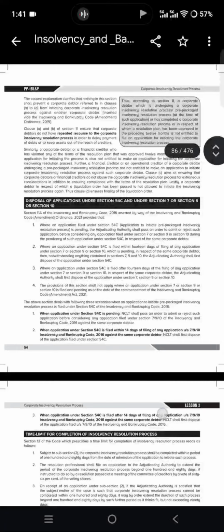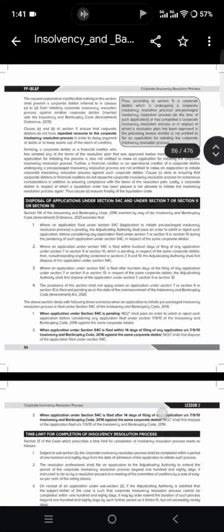Clause C aims at ensuring that corporate debtor or FC do not abuse the CIRP for extraneous consideration, in addition to ensuring compliance with the terms. Lastly, a corporate debtor in respect of which a liquidation order has been passed is not allowed to initiate, to ensure that the liquidation order will be fulfilled. Disposal of application under 54C and under section 7 or 9 or 10.